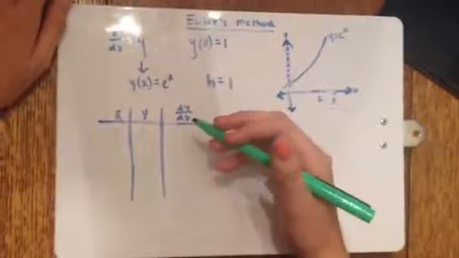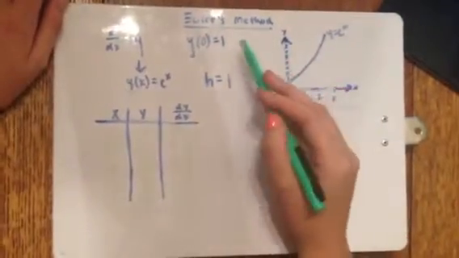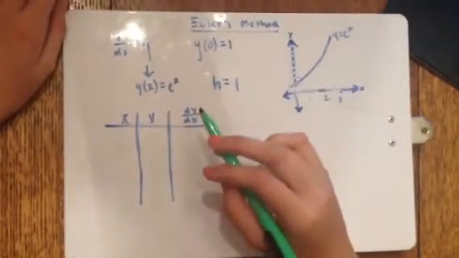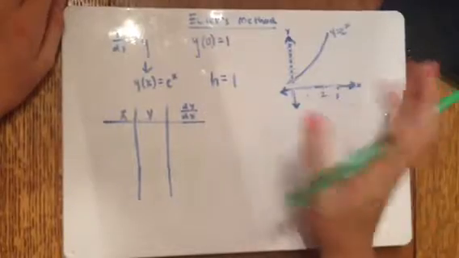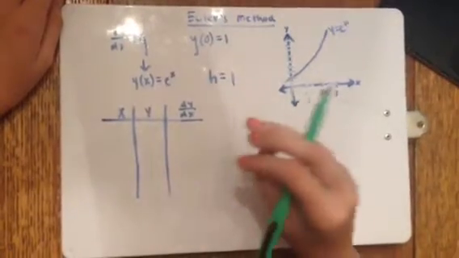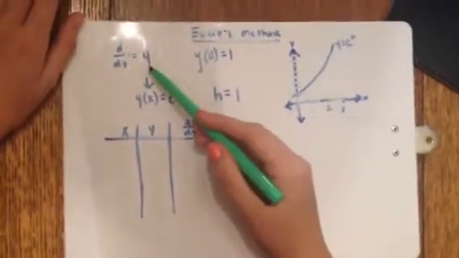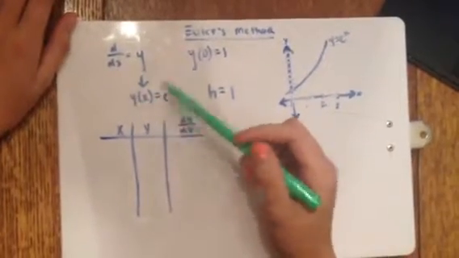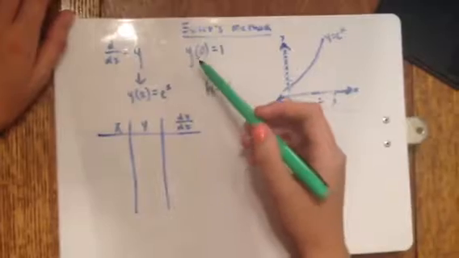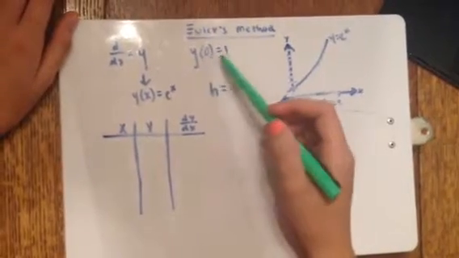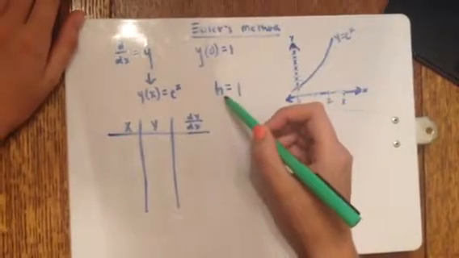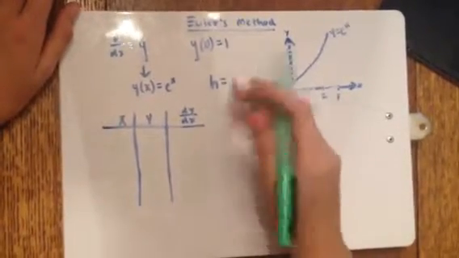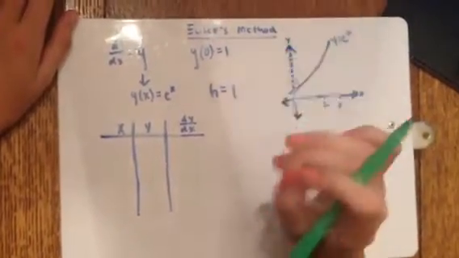So this is just another example of how to use Euler's method, and although this is a pretty simple example, it's a great way of showing how to apply the actual method. So if you're given the differential equation dy/dx equals y, where y of x equals e to the x, and then you're also given your initial value y of 0 equals 1, and then your time step, or the change in x, h equals 1, you're going to be able to solve using Euler's method.